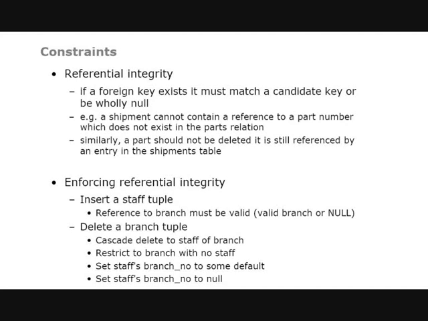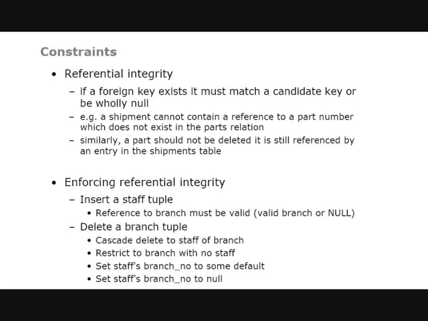And alternatively, if I have a default branch, I could say, okay, set the branch of the staff to the default branch when I delete, whatever that might be, maybe the London branch. Or I could set to null if the branch number in the employee table allows null. So those are the 4 actions that I can take. Either I restrict the deletion, I cascade the deletion, I set the branch in the employee record to be the default branch, or I set it to null if it allows nulls. Okay, and I make these decisions when I'm setting up my tables, because this is how I enforce referential integrity.